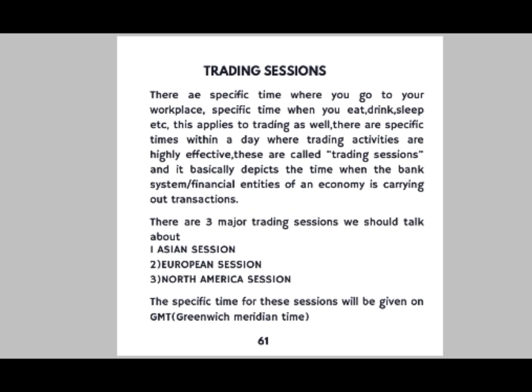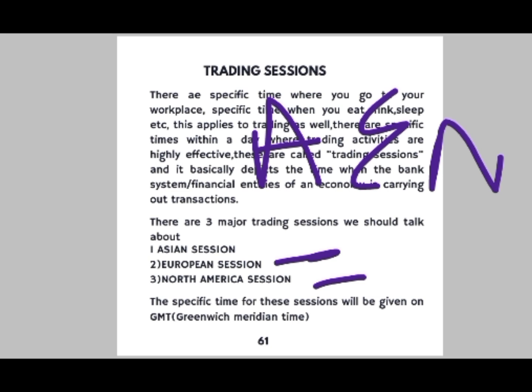There are majorly three trading sessions we should talk about. The first one is the Asian session, the second one is the European session, while the third one is the North American session. So you can call it AEN, if you have to write it down: the Asian session, the European session, and the North American session.